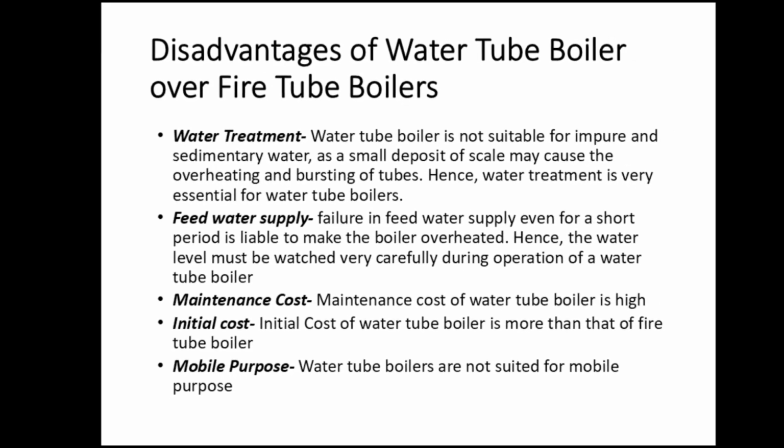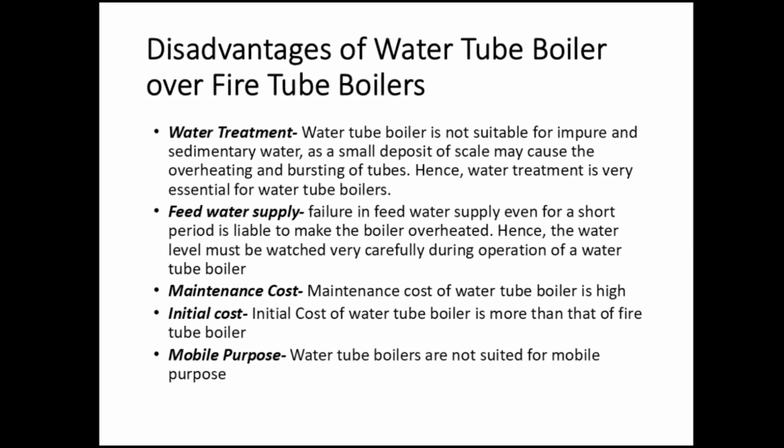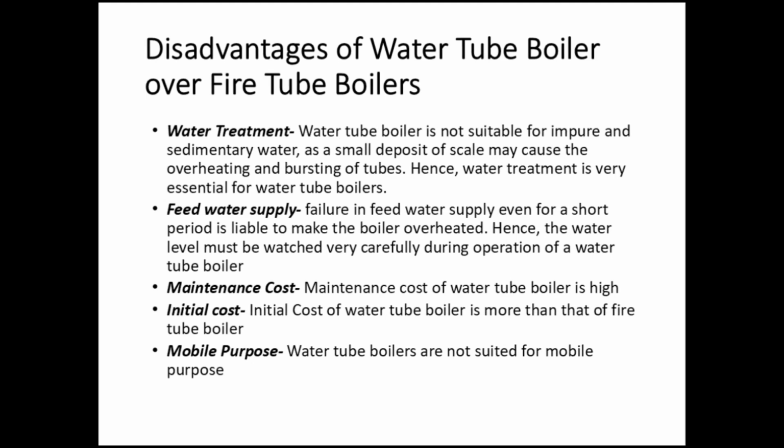Disadvantages of water tube boiler over fire tube boilers. Water treatment. Water tube boiler is not suitable for impure and sedimentary water as a small deposit of scale may cause the overheating and bursting of tubes. Hence, water treatment is very essential for water tube boilers.